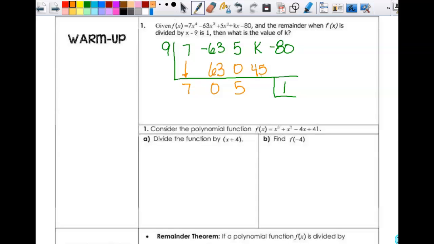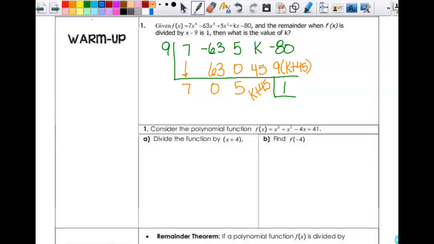K plus 45. It's not 45k because I'm not multiplying, right? Then I multiply 9 times this, so that is 9 times k plus 45, because that's literally what we're doing, right? When there's variables, you actually do less. Okay, so I finished my synthetic division that we knew how to do yesterday, but I need to figure out what k is.